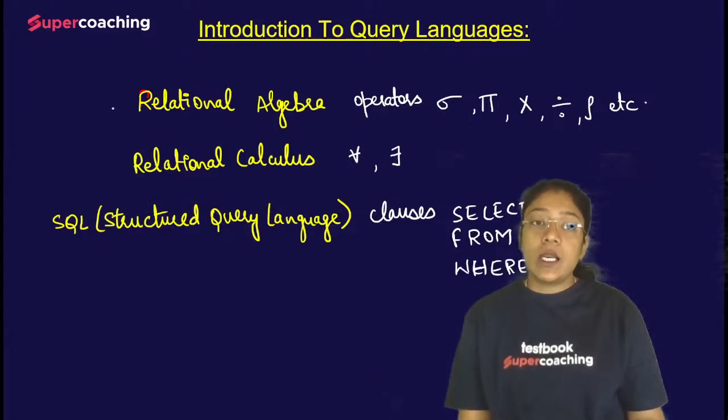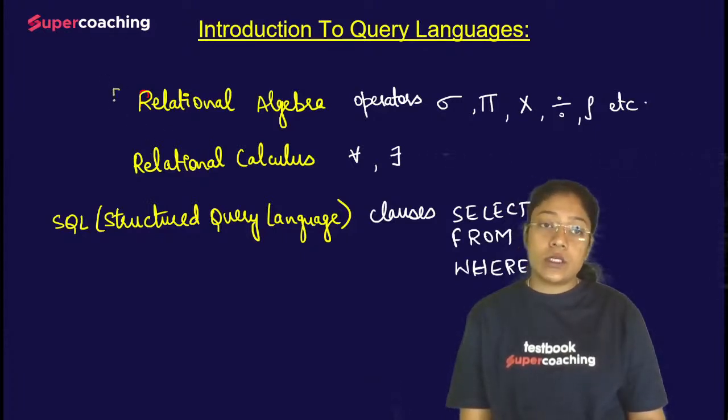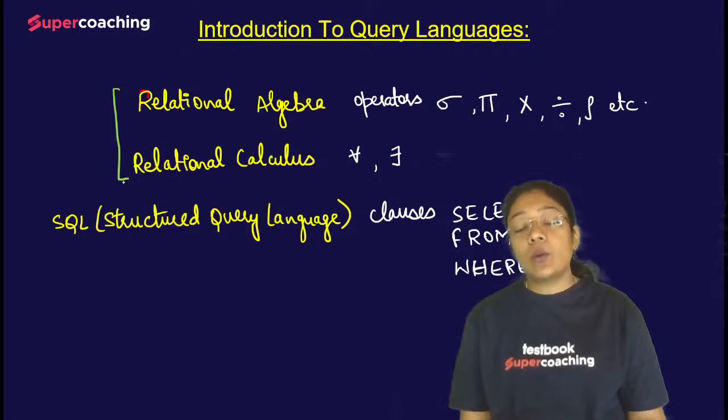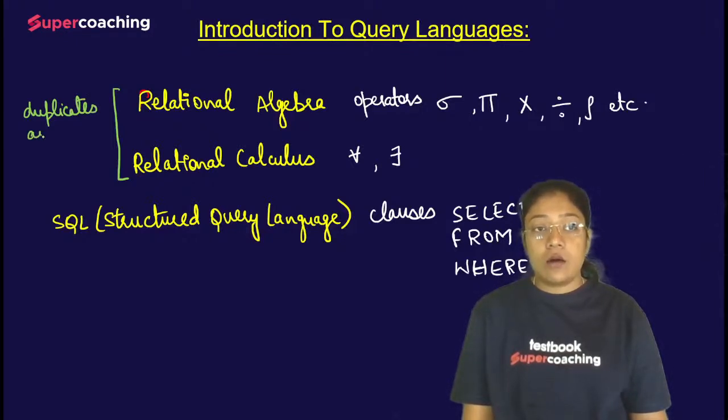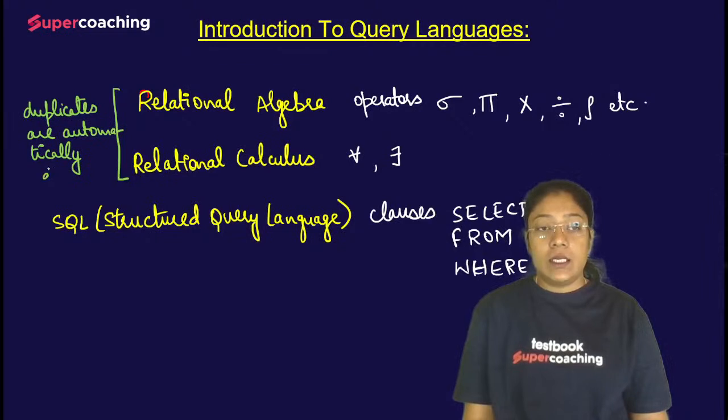So in relational algebra and relational calculus, when we are executing a query, duplicate values are automatically deleted. Duplicates are automatically deleted.